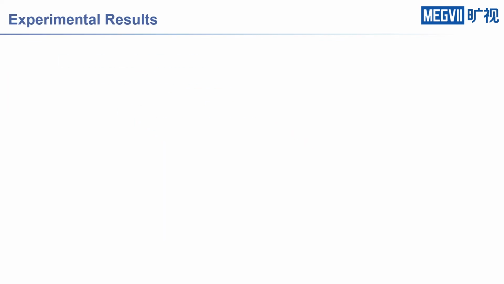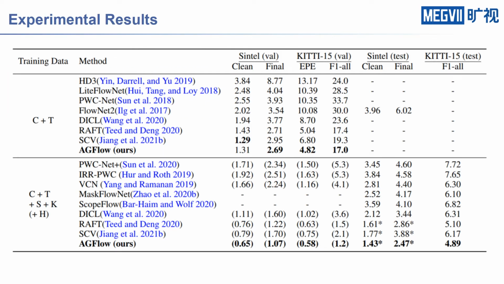Here are our experiments. We compare the proposed approach with state-of-the-art works on two standard optical flow datasets. As shown in the table, our AG flow sets new records of 1.43 EPE on Sintel Clean Pass and 2.47 on Final Pass, which significantly surpasses the previous best results by 11.2% and 13.6%, respectively. On the KITTI 2015 test set, our approach achieved new state-of-the-art performance of 4.89% in F1-all, outperforming top-ranked methods SCV and RAFT by 20.7% and 4.1%, respectively.